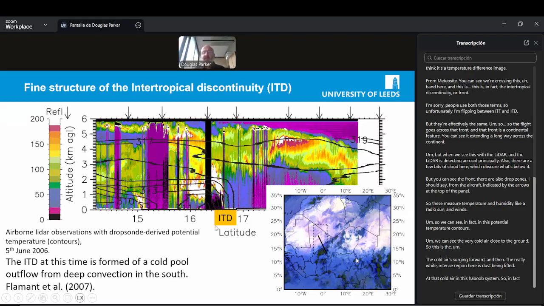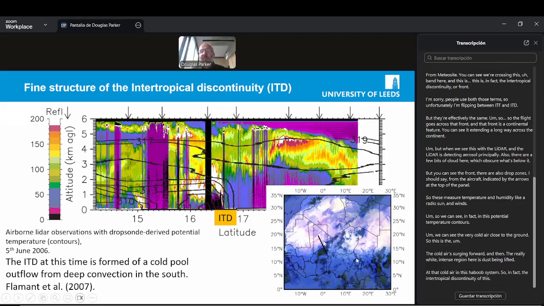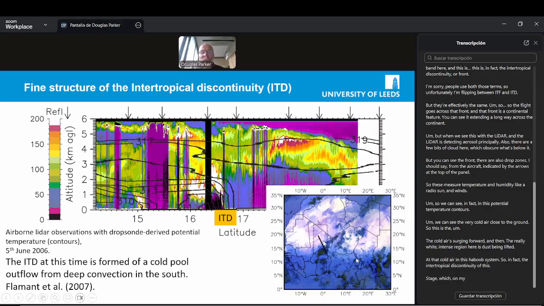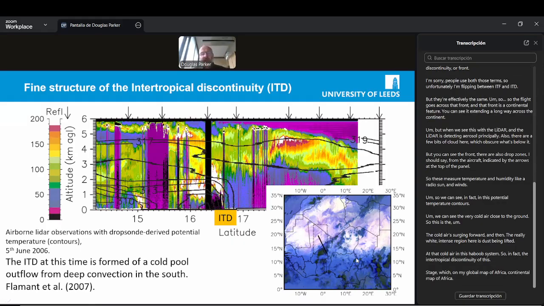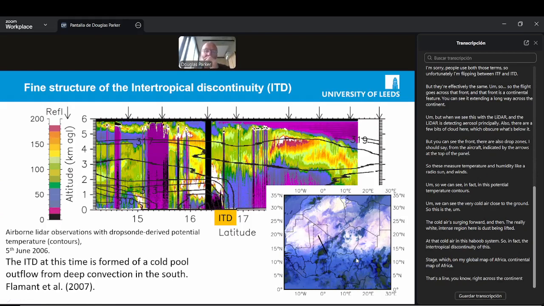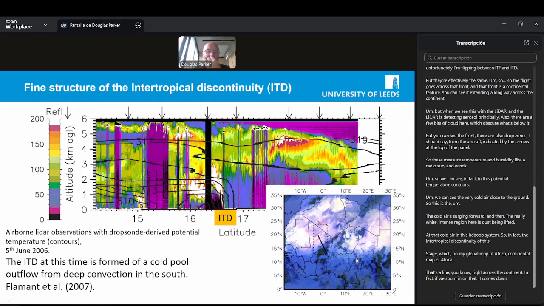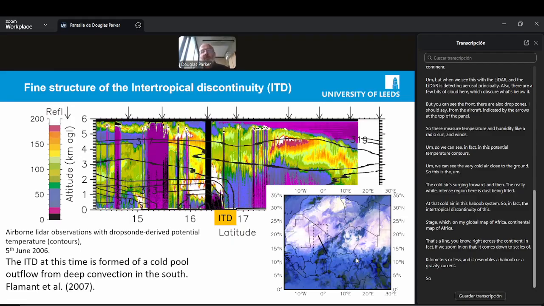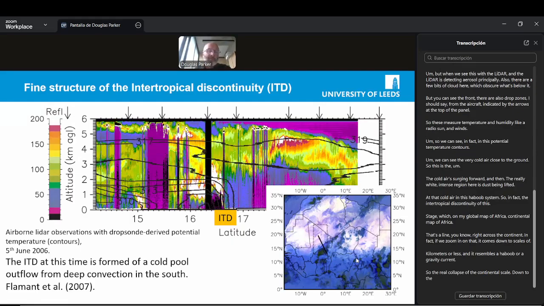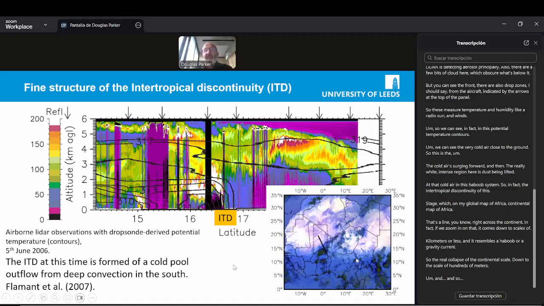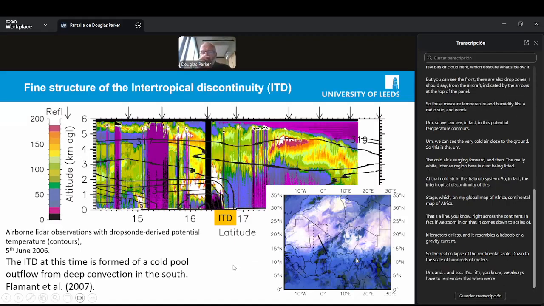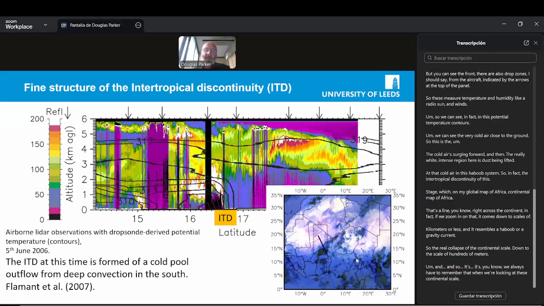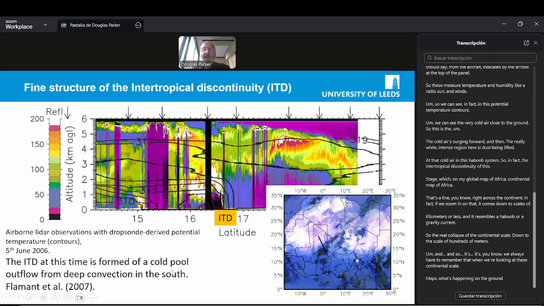So in fact, the intertropical discontinuity at this stage, which on my continental map of Africa is a line right across the continent, if we zoom in on that, it comes down to scales of kilometers or less, and it resembles a Haboob or a gravity current. So there's the real collapse of the continental scale down to the scale of hundreds of meters. And so we always have to remember that when we're looking at these continental scale maps, what's happening on the ground can be much more complex.